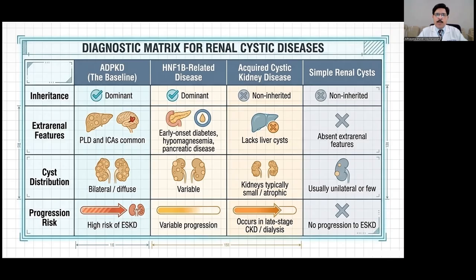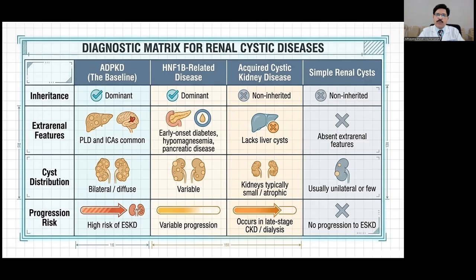Cyst distribution: bilateral and diffuse in ADPKD, variable in case of HNF1B, and in acquired cystic kidney disease the kidneys are typically small and atrophic and they are not enlarged. Whereas simple renal cyst is usually unilateral, one or two cysts may be there. What is the CKD risk here? Progression to CKD, high risk of end-stage kidney disease in ADPKD, variable progression in HNF1B, and in acquired cystic disease CKD occurs late in the disease, dialysis is late. Whereas in simple renal cyst, there is no progression to end-stage renal disease.